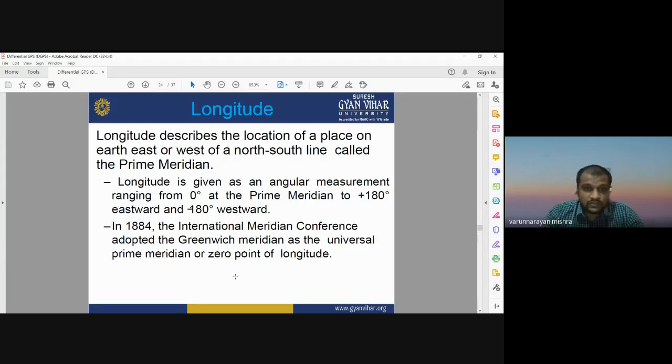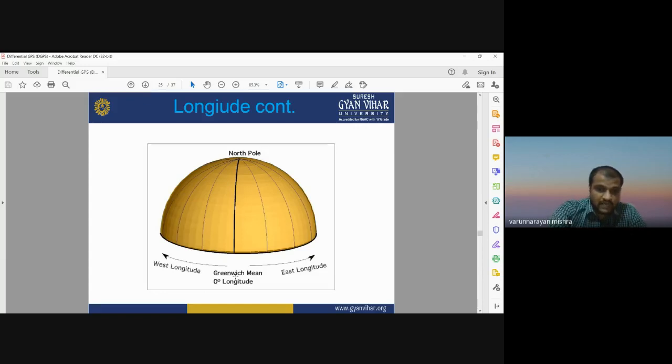Longitude describes the location of a place on the earth that is east or west of a north-south line called the prime meridian. This line is the prime meridian, which is also known as the Greenwich Mean Line. This line is the equator, and this line is the prime meridian.